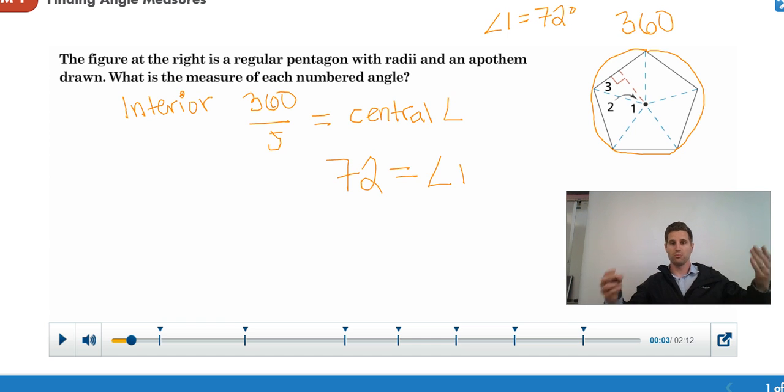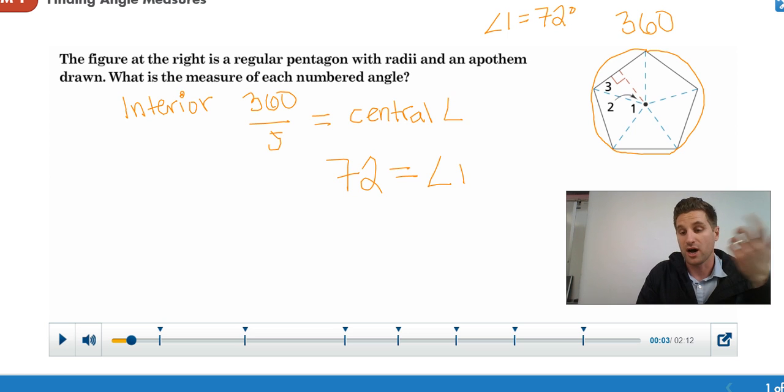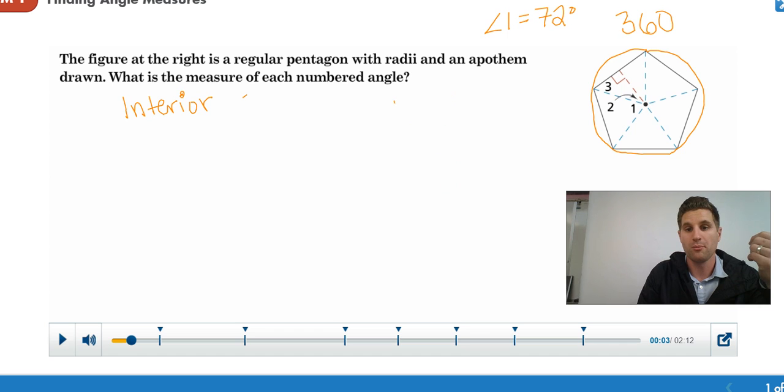Because it's a circle, we can break it up and divide by 360. So 5, because there's 5 sides. If it was a hexagon, we divide by 6. If it was an octagon, we divide by 8, so on and so forth. Okay? We got that.